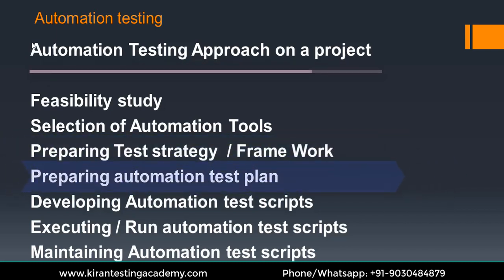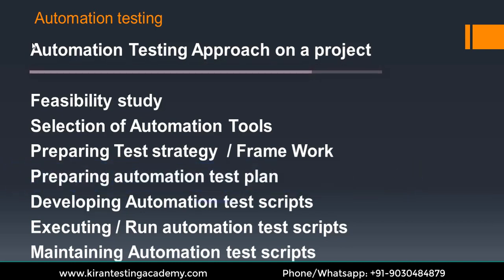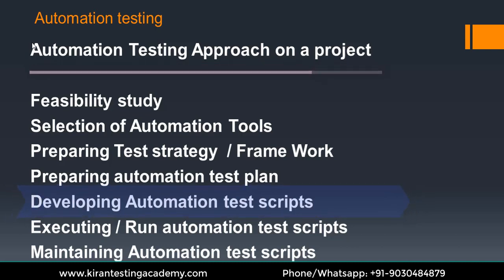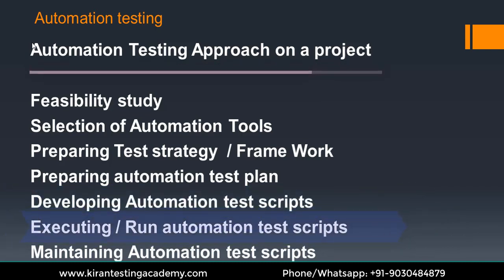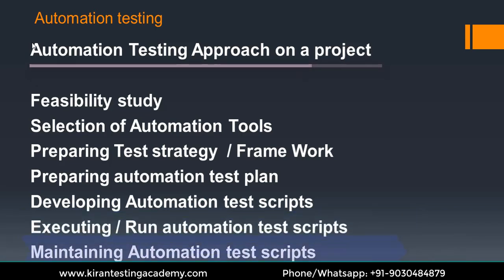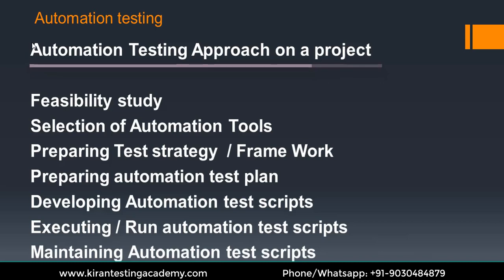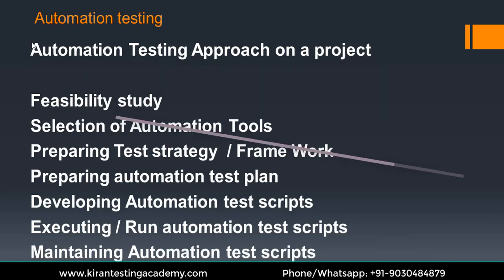Next, we release a test plan document and develop the test scripts according to the framework. And if everything is done and the application is available, we execute the scripts you have written on the application and maintain them for further use. So this is the structure, or these are the steps in your automation testing.